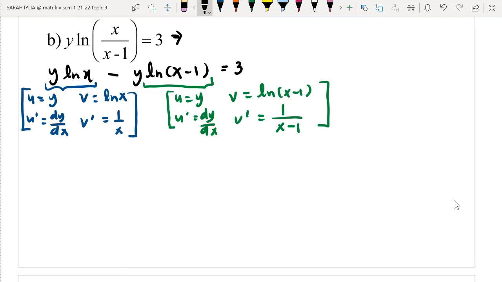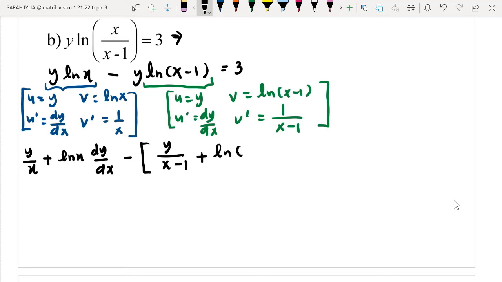So, the first product rule should be y over x plus ln x dy dx. And then the second product rule, careful since we have a minus here, you have to put a bracket outside of our product rule. So, we have y over x minus 1 plus ln of x minus 1 dy dx, equal to 0 because when we differentiate 3 we get zero.